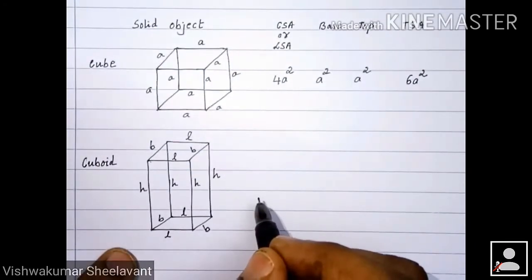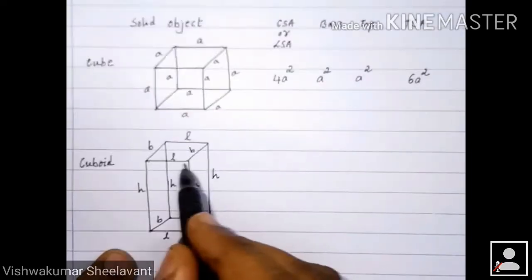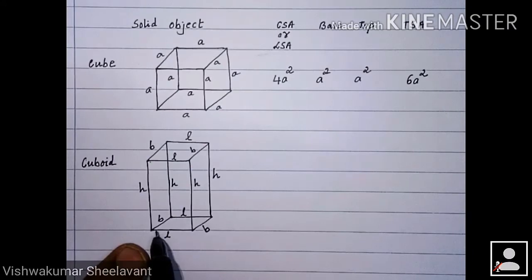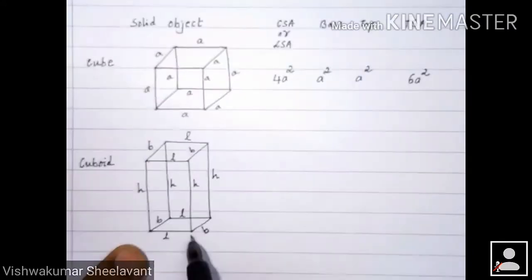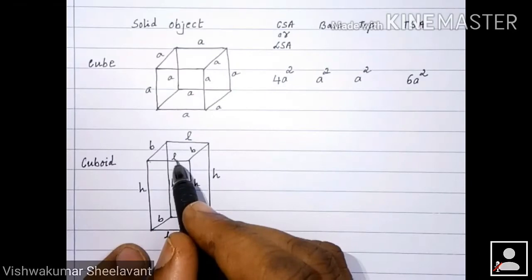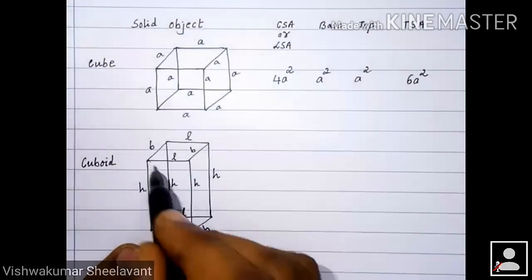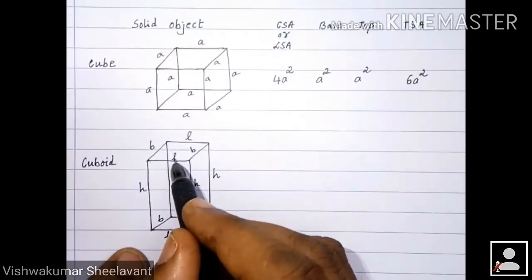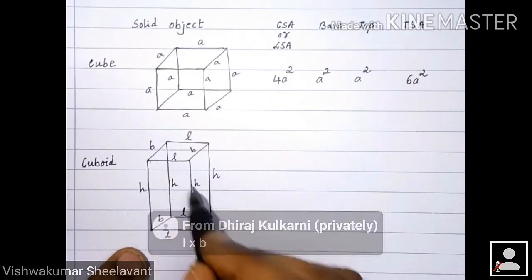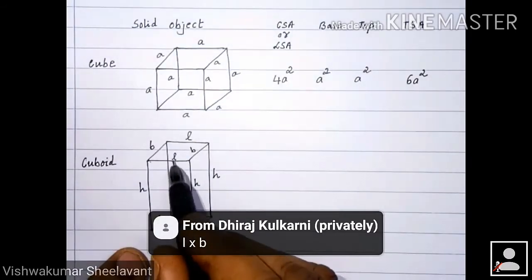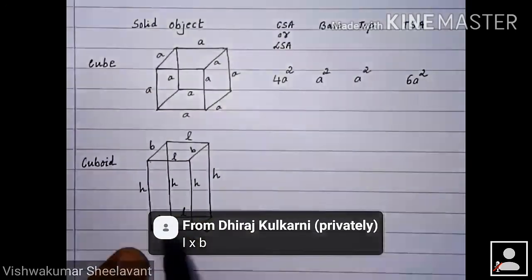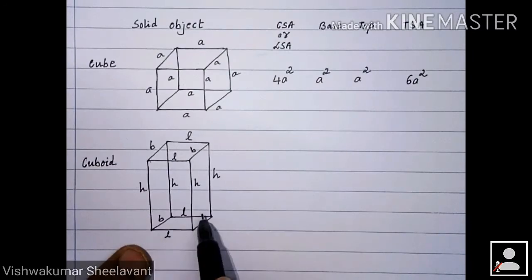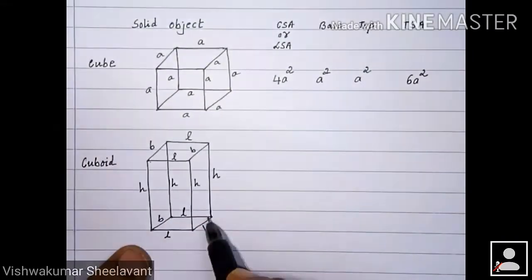So how do you write LSA now? If you consider this front face, the front face is having dimensions of L and H. It looks like a rectangle. Area of rectangle is what? Length into breadth. But here the two dimensions are L and H. Therefore, the front wall area will be L into H. Similarly, the back side wall area will also be L into H.